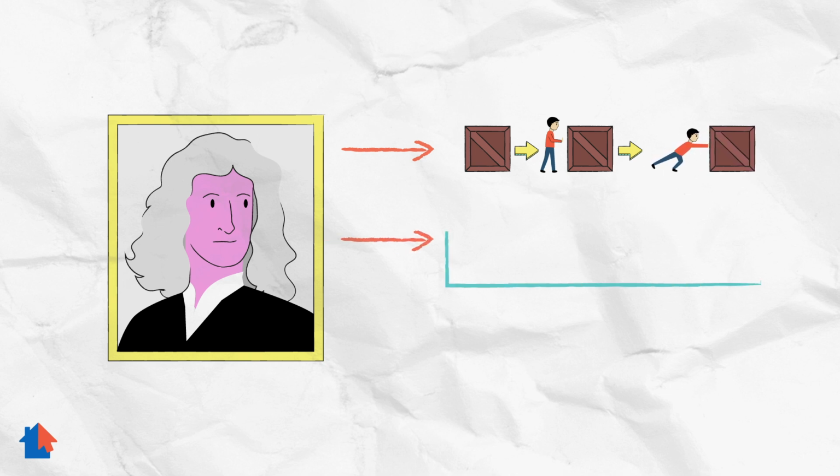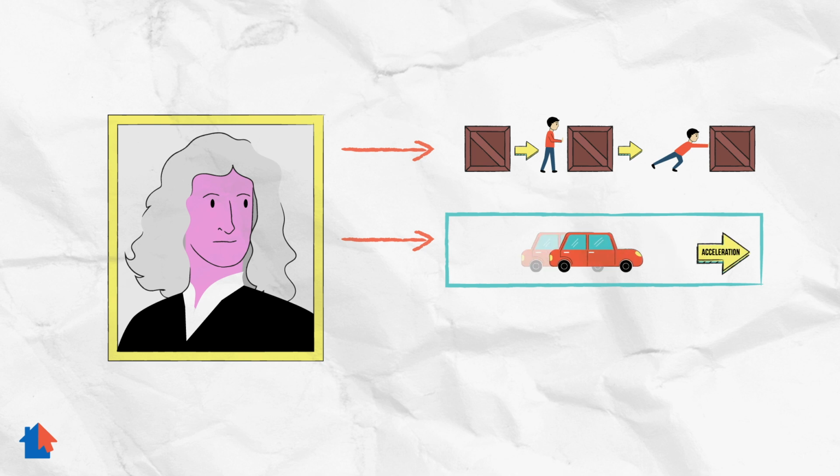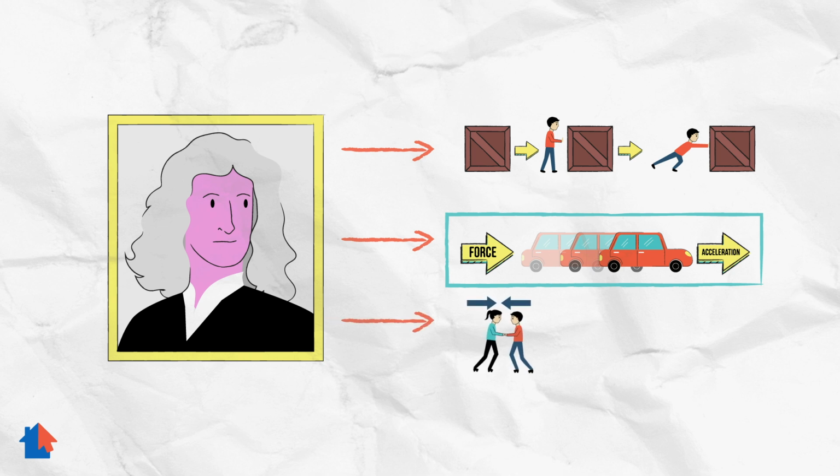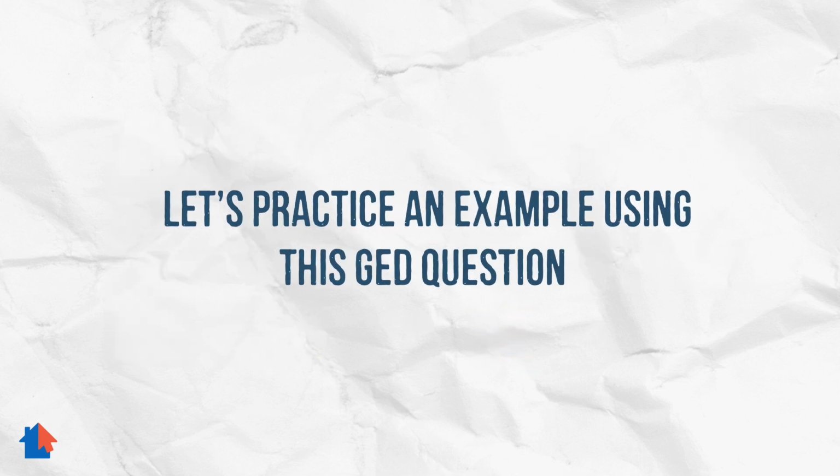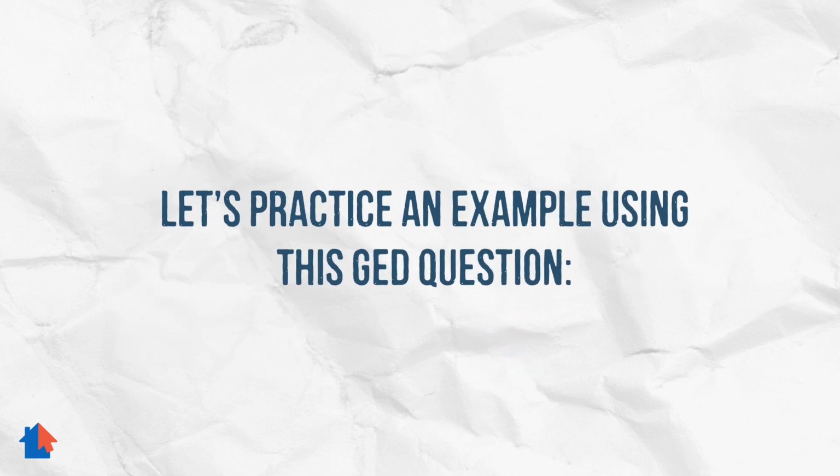Newton's second law of motion: the acceleration of an object depends on the mass of the object and the amount of force applied. Newton's third law of motion: for every action force, there is a reaction force equal in strength and opposite in direction. Let's practice an example using this GED question.